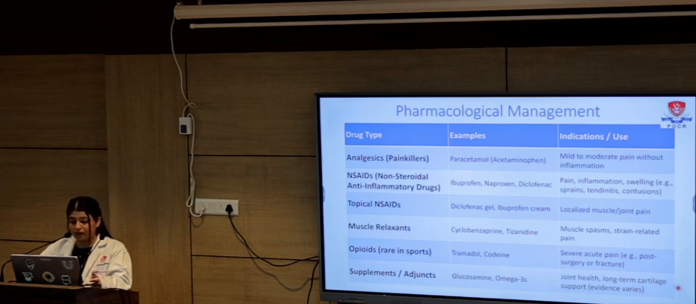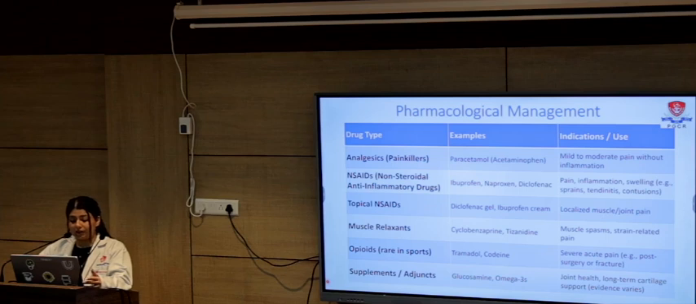Pharmacological management plays a supportive role in facilitating early rehabilitation in sports injuries. Goals are to relieve pain, reduce inflammation and swelling, promote comfort during healing, and allow participation in rehabilitation as well as functional recovery. Certain medications that are shown here can be given in sports injuries, like analgesics for mild to moderate pain without inflammation, and NSAIDs that can be given for pain, inflammation, and swelling, in examples of sprain, tendinitis, and contusions.